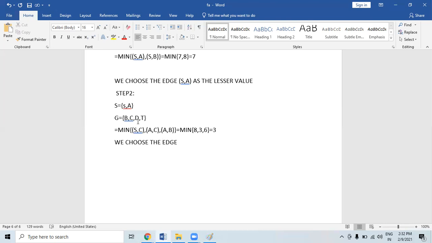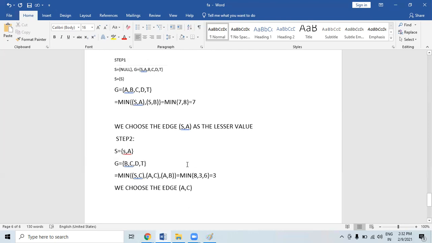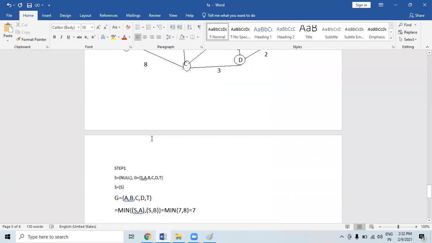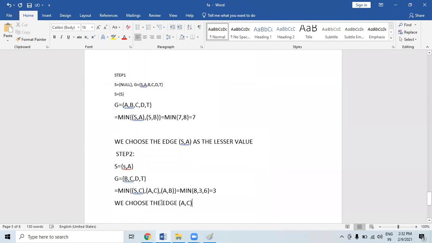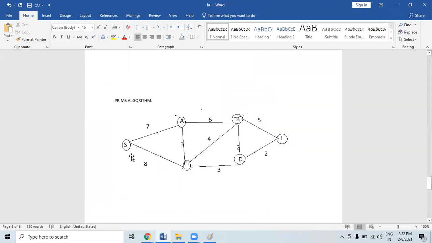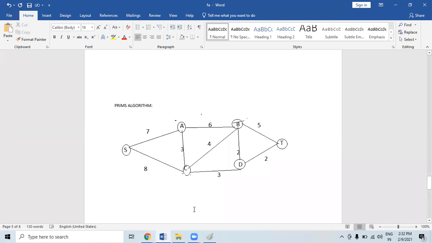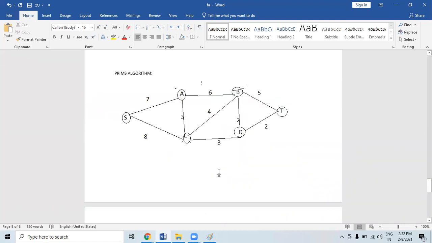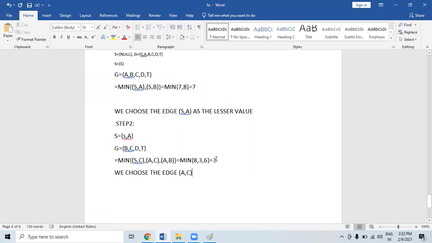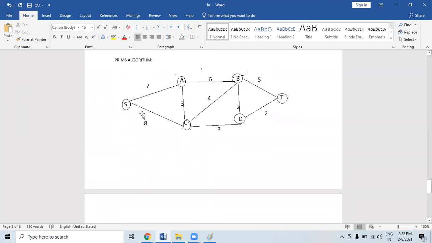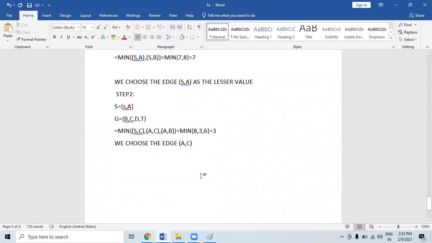Which one? AC. So in this example algorithm, we have to choose the minimum value only. Then SC, right? Then SC, AC, and then you can see AB. So SC, AC and AB. Among the three of them, the minimum value is 3, right? So the edge is AC. Okay, this is step 2.